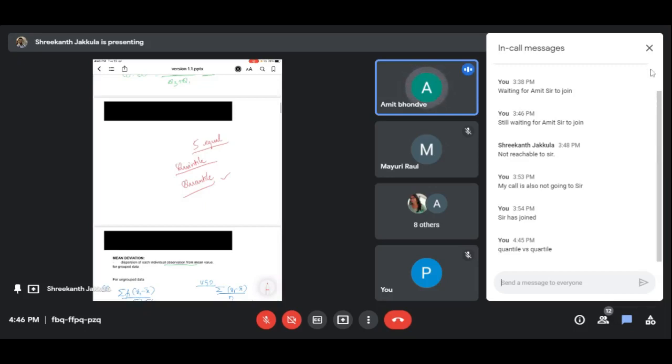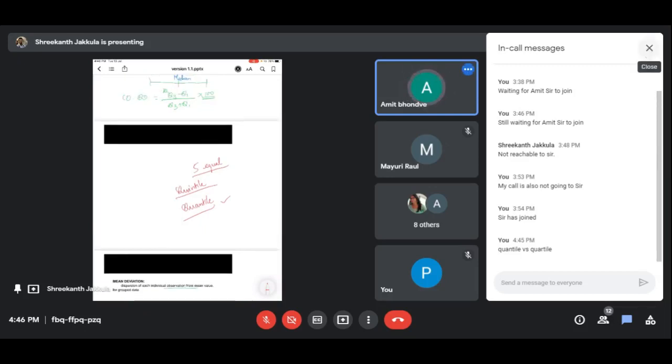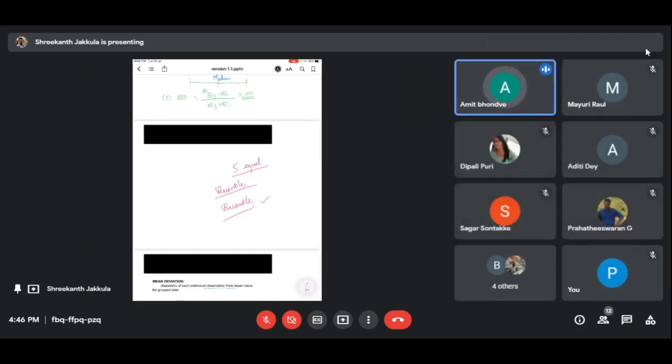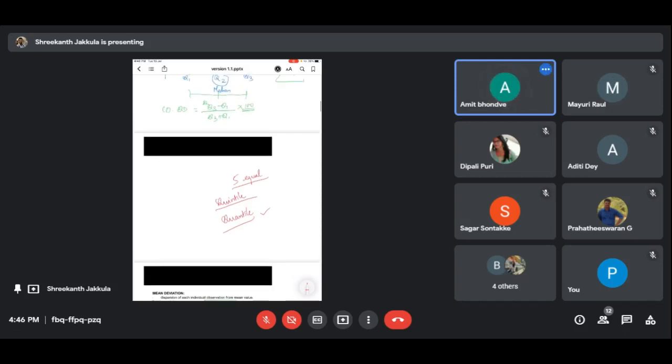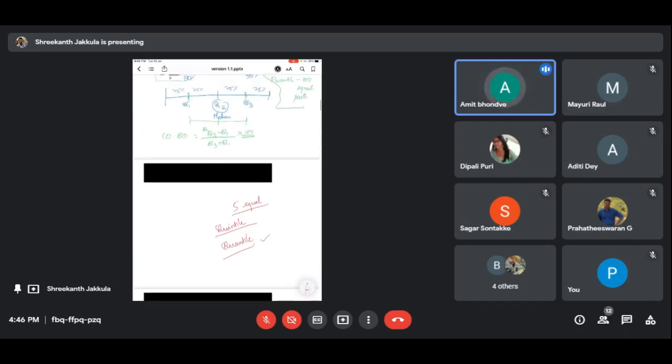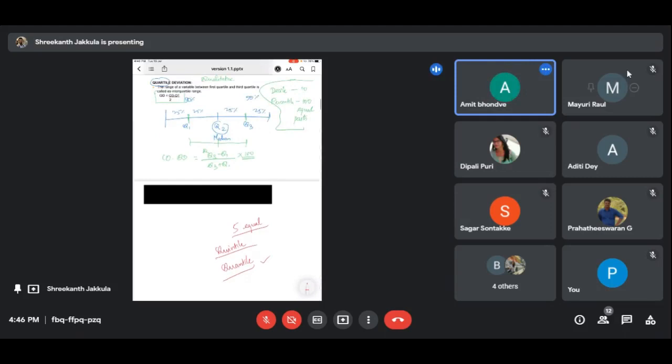So this quantile is important. Any quantile, the 25th percentile, the 50th percentile, all these are quantiles. These quantiles are divided into quartiles, quintiles, and centiles. When we call them centiles, there are 100 of them.